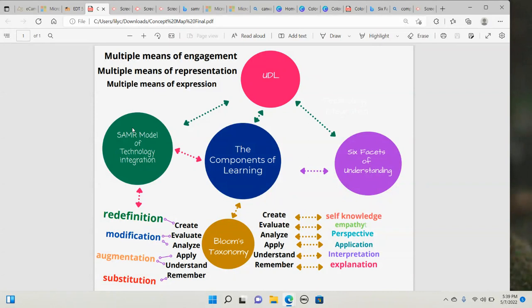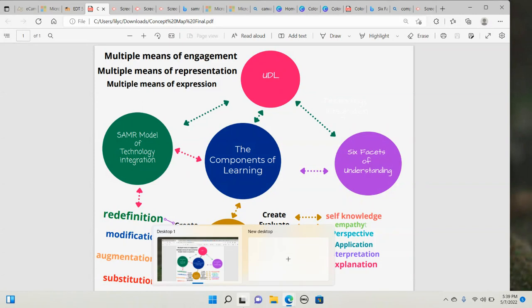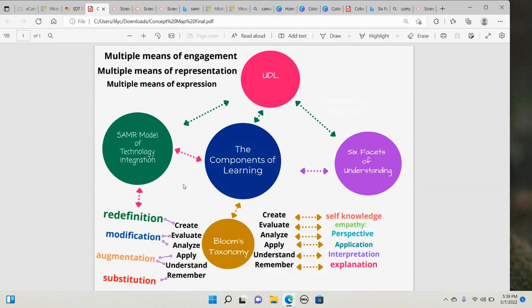Okay. Moving over to the SAMR model of technology integration, I included this, linking it to the components of learning, because it can help. I also linked it to UDL, which is also linked to the six facets, because UDL is something that, although necessary for some, is beneficial for all. So the SAMR model of integration, I think, does line up with Bloom's.